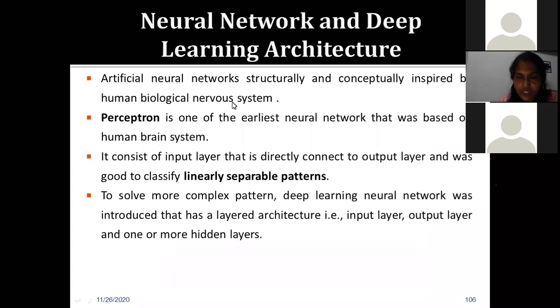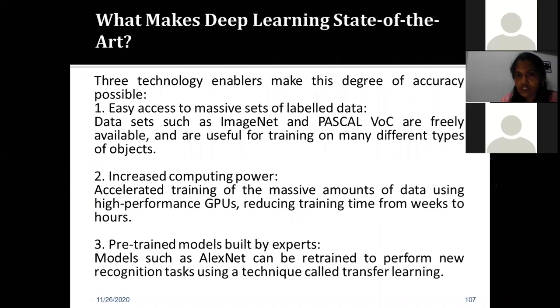What is the difference between these two? Already we have discussed about this. Perceptron can be applied in neural network for linear classification, and for linearly separable patterns, you can go for perceptron. But for complex patterns, better to move on towards deep learning neural network. We have multiple hidden layers, so the process would be easy for us.